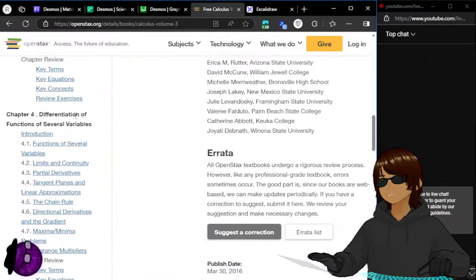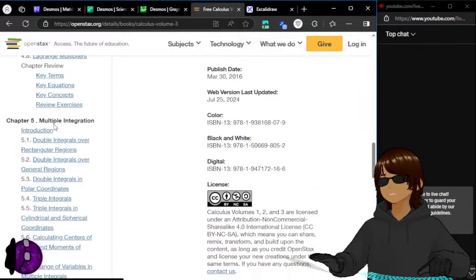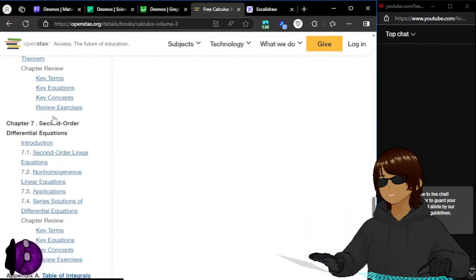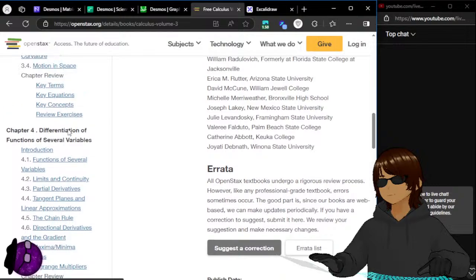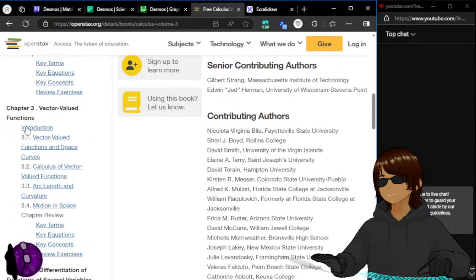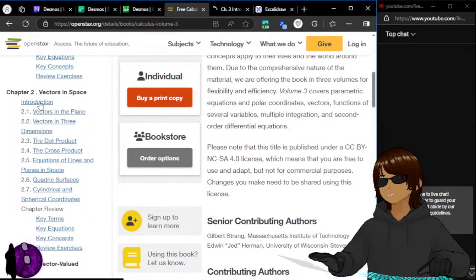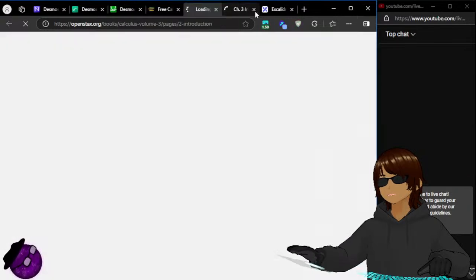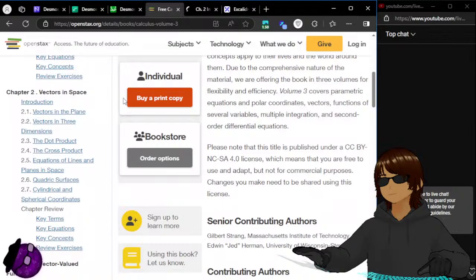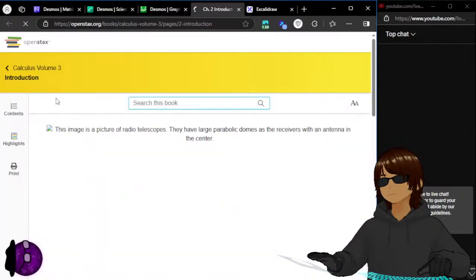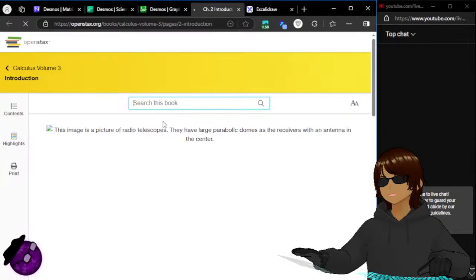Vectors, differentiation of functions of several variables, multiple integration, vector calculus, and second-order differential equations. Okay, let's start with, no, not this, it's the other one. Introduction, vectors in space. I've already learned about vectors before, but I need a lot of revision on this.